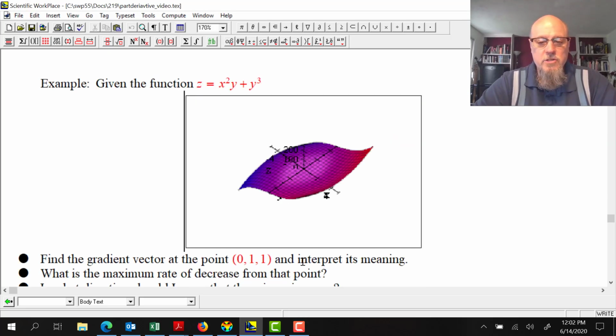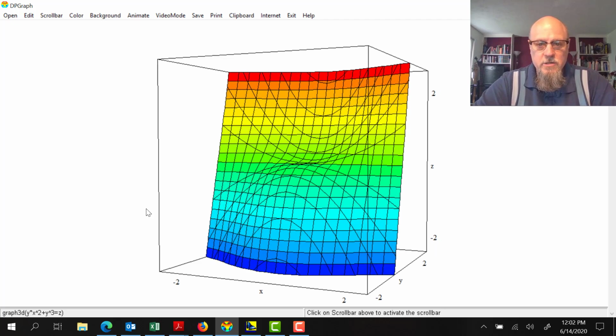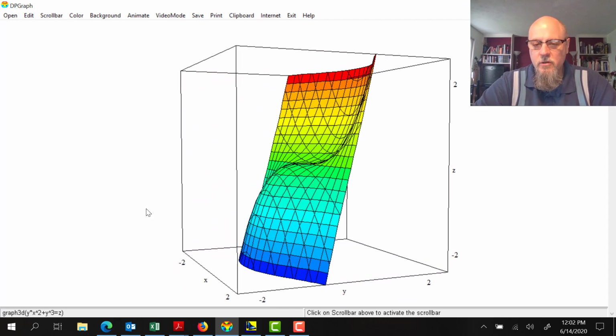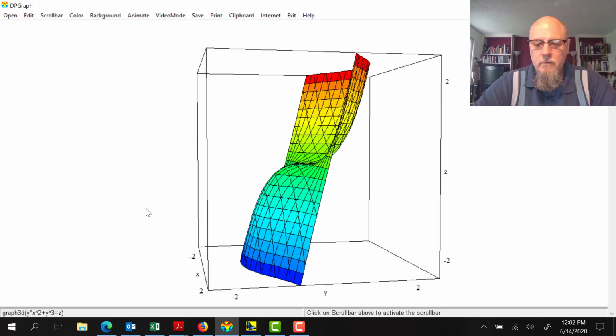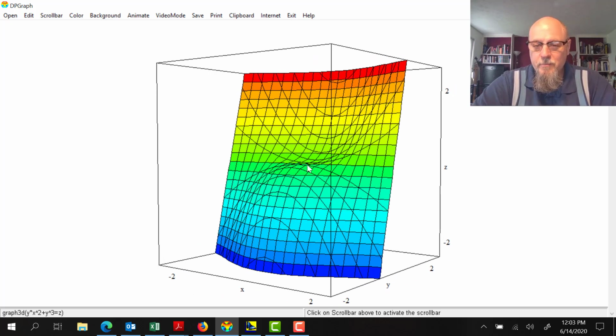Think about this function, z is equal to x squared y plus y cubed. There's a picture of it with Scientific Workplace. It's not that great. Here's a better picture with DPGraph. That's what this function looks like. So it looks like there could be a flat spot here. Depending on where we are, the gradient's going to point in the direction of greatest increase. Remember, it's a 2D vector, so it'll be a vector like go northwest or something like that.